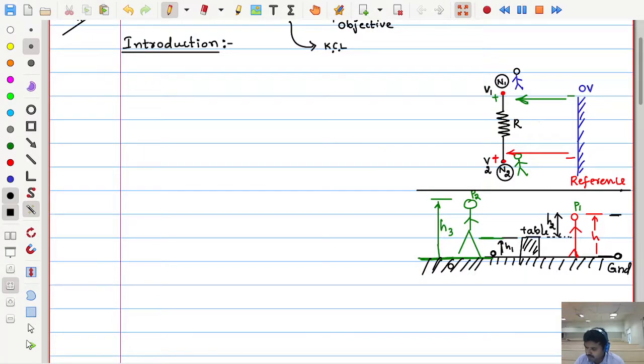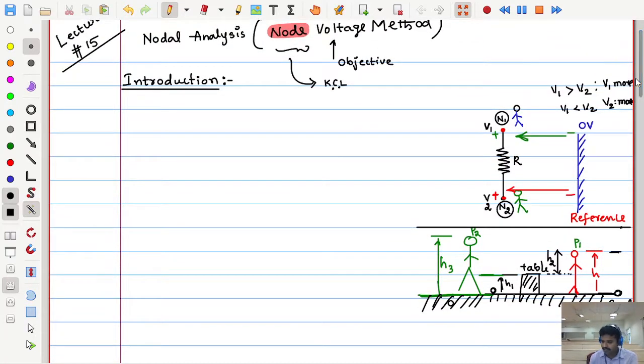Then we can compare who is having more potential. If we have a common reference like this 0, from 0 this person is at a height of V1, and from 0 this person is at a height of V2. Then can we say who is at higher potential? It depends on whether V1 is greater than V2 or V1 is less than V2. So if this is the case, then V1 is more. In other words, here V2 is more. So this kind of analogy is very much helpful in doing the analysis using the node voltage method. Okay.